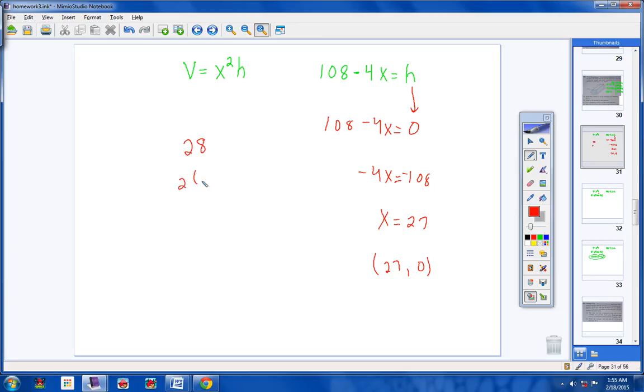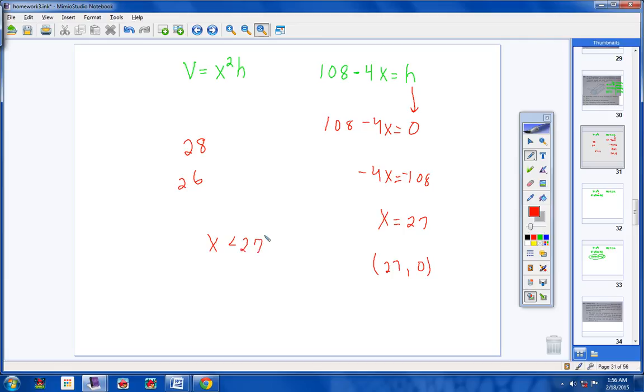Well, trust me guys, if you put 28 in for x here and simplify, you get out a negative number. If you took 108 minus 4 times 28, you would get a negative number, and it's not possible to get a negative number for h. So if I'm at 27 and I went to 28 and that didn't work, then I'm going to go the other direction to 26. And by the way, if you put 26 in here and simplify, you'll get out a positive number. 25, 24, 23, all of those are fine. So your domain is going to have to be x is less than 27.